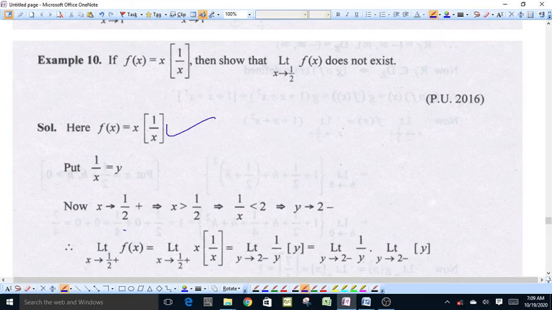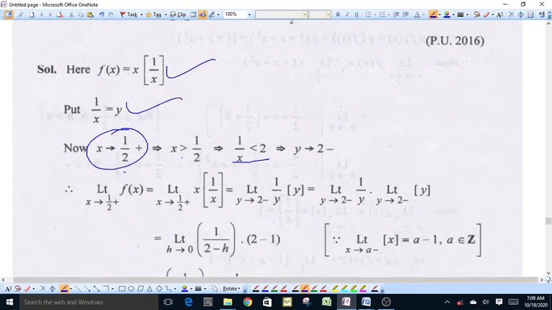1 by x. If we put 1 by x is equal to y, then when x approaches to half from right, that implies x is always greater than half, which can be written as 1 by x is always less than 2, that is y approaches to 2 from left, because we have put 1 by x is equal to y.